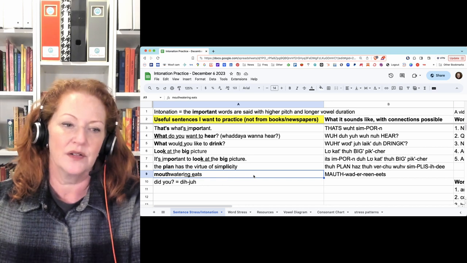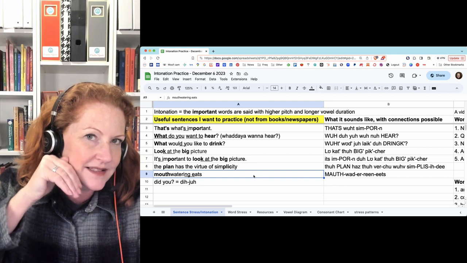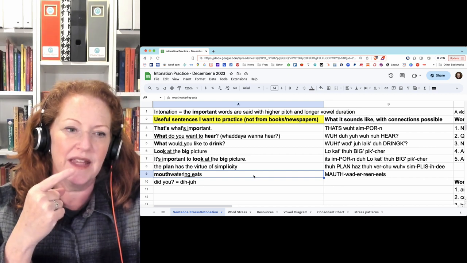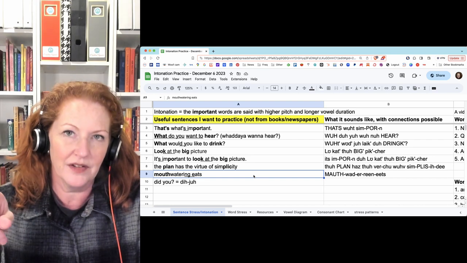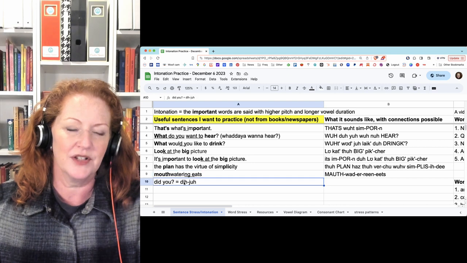Mouth-watering neats. So mouth-watering, instead of the "ing," "ing" in the back, like "sing," I'm changing it to "een" with the tongue in the front for the "in," and then that will connect to the eats. Mouth-watering neats. This is just an example.